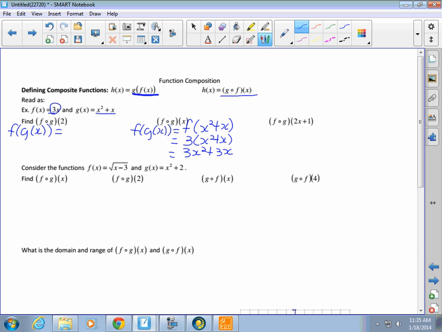Excuse me. So if I want to do this with the g, the function composition of g of 2, this is what I'm doing. I'm doing the function of g of x.